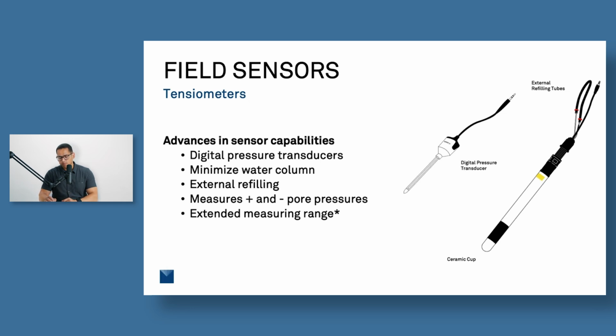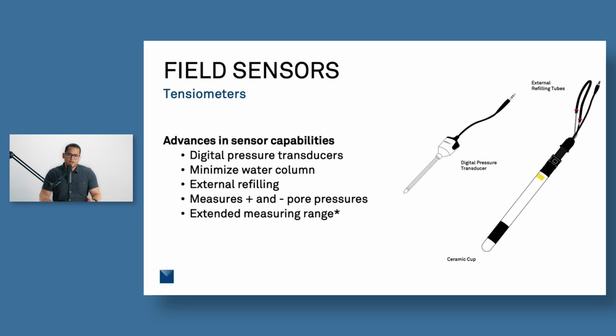And then modern tensiometers now are also capable of measuring both positive and negative pore pressures. So positive pore pressures, which occur typically when you have saturated conditions and you have a water table above the sensor, which is actually exerting pressure, can be measured as well, which is really useful in some applications, especially when we're looking at things like slope stability. Understanding that positive pore pressure can really help us understand the risk of a slope failure and the things that are causing that.